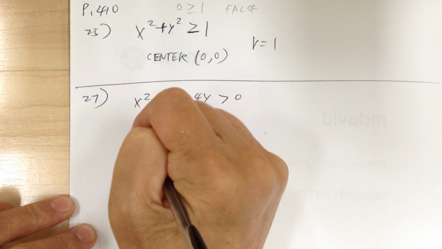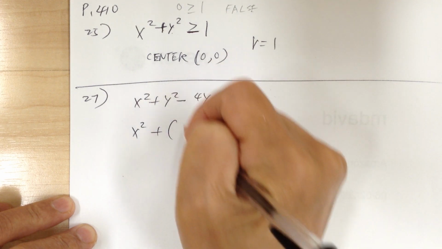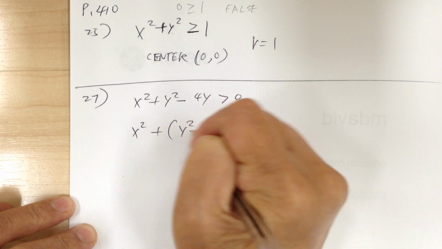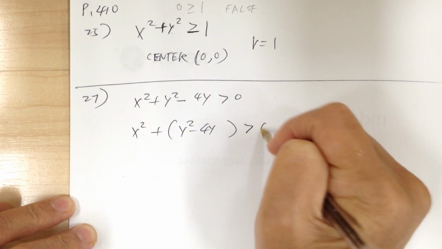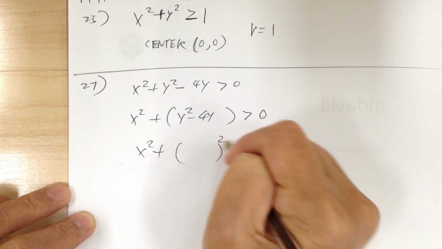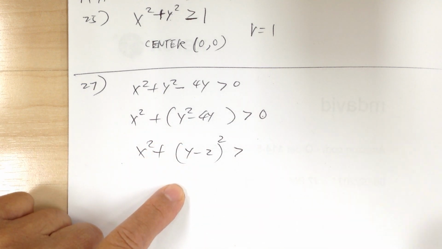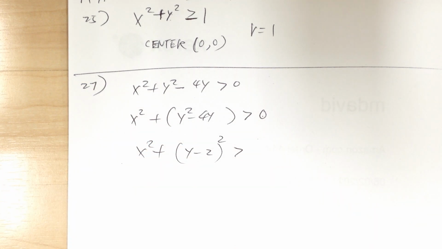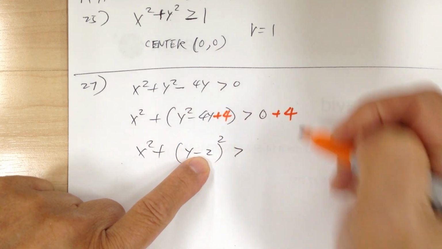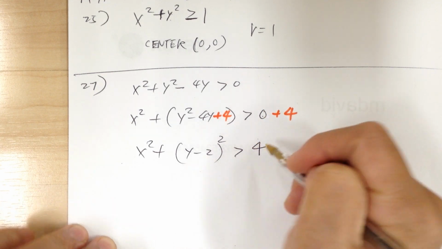So x squared is already done. So plus, put parentheses. You're going to get y squared minus 4y and leave a blank space. And then you have to complete the square. So this would be y minus 2 squared. That means you need to plus 4 over here, since negative 2 squared is 4. So you have to plus 4, and then this will be greater than 4.